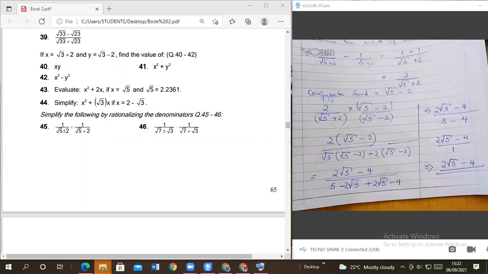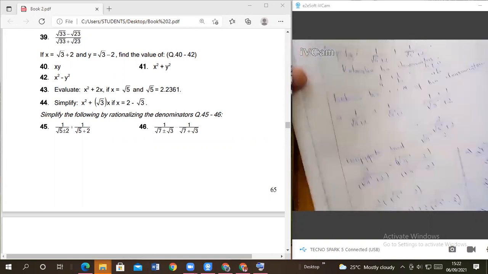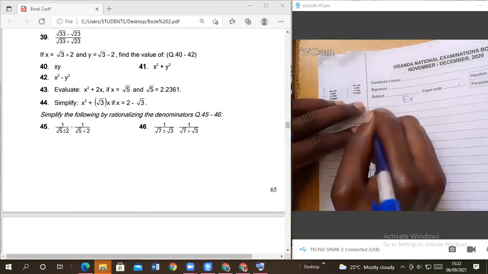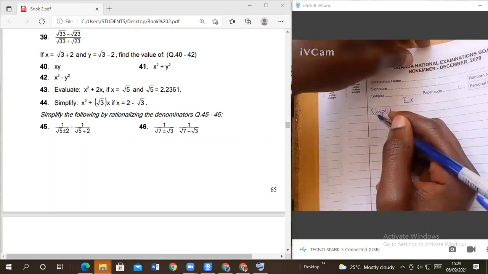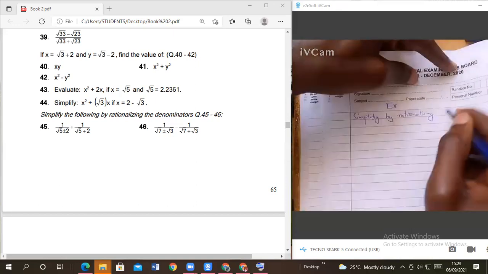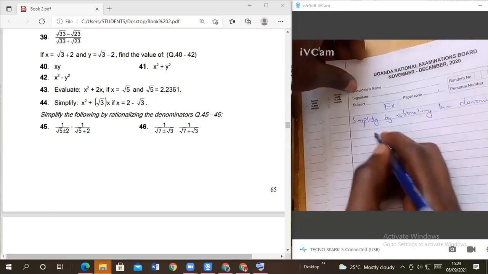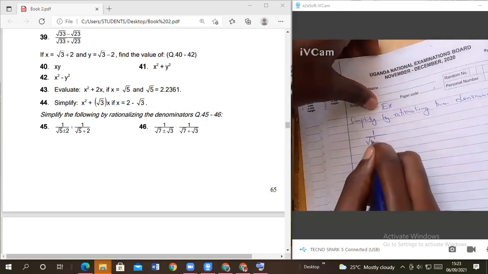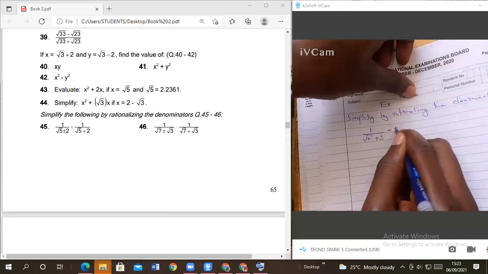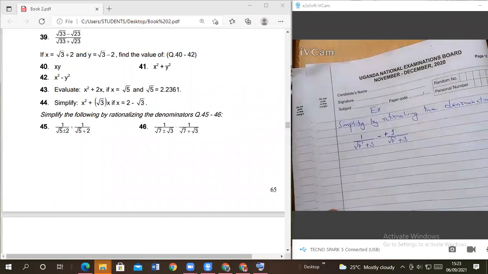Members, are we together? Yes. That's how we simplify that. Now, exercise. Simplify by rationalizing the denominator. So the question is: one over root of 7 plus 3, minus 1 over root of 7 plus 3. That one is your exercise, only that one.